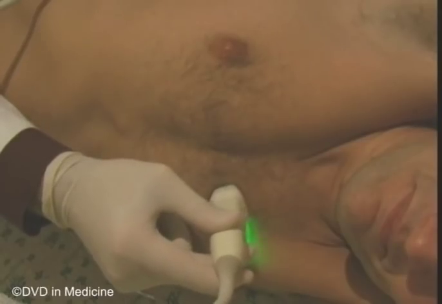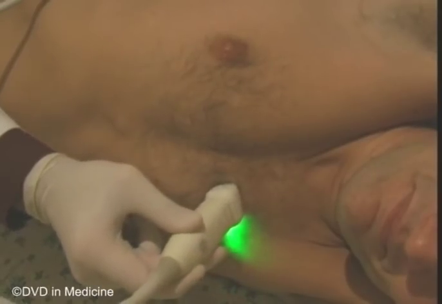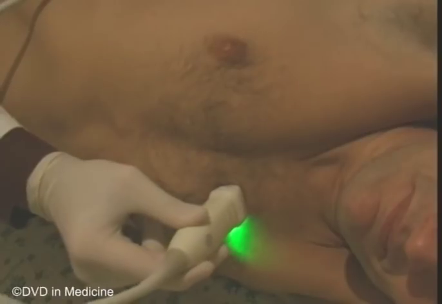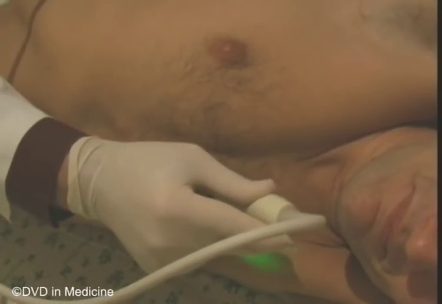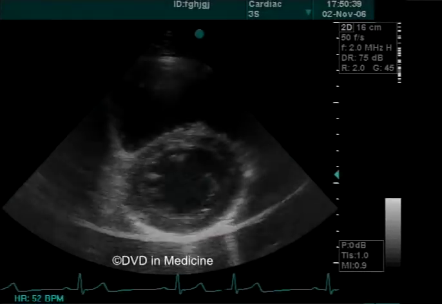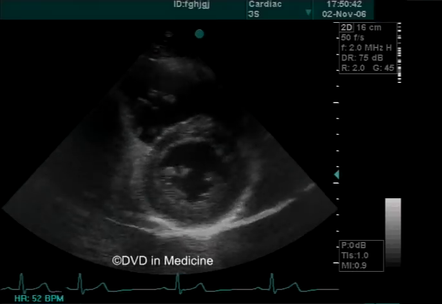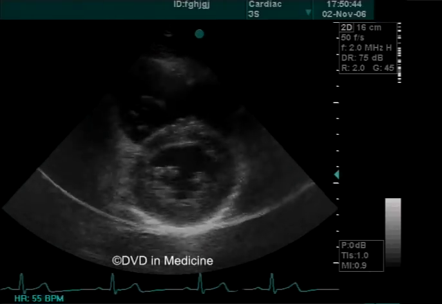After this step, one can sweep the transducer so that one is trying to look under the suprasternal notch, or one can sweep downwards in the direction of the apex. In this way, one can obtain many cross-sectional images of the left ventricle.